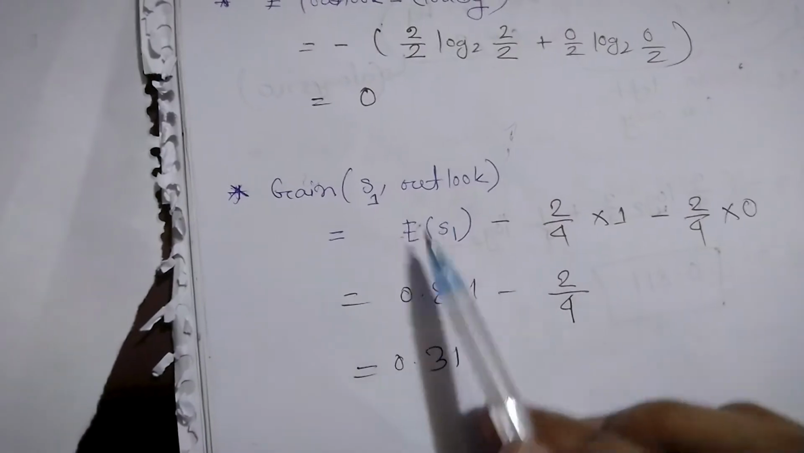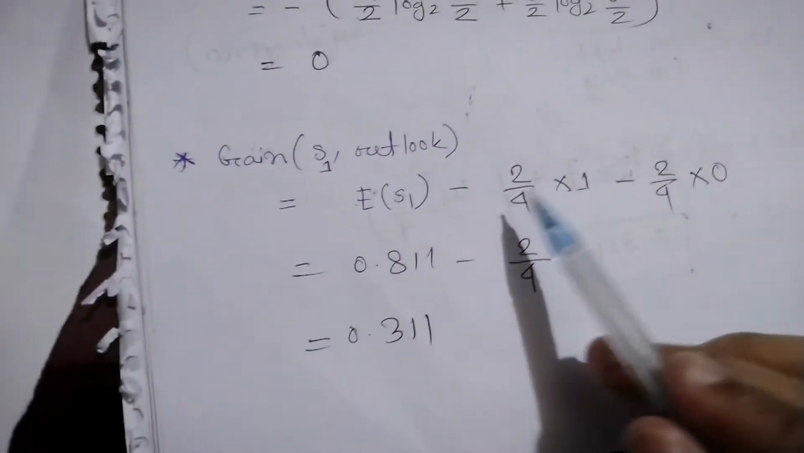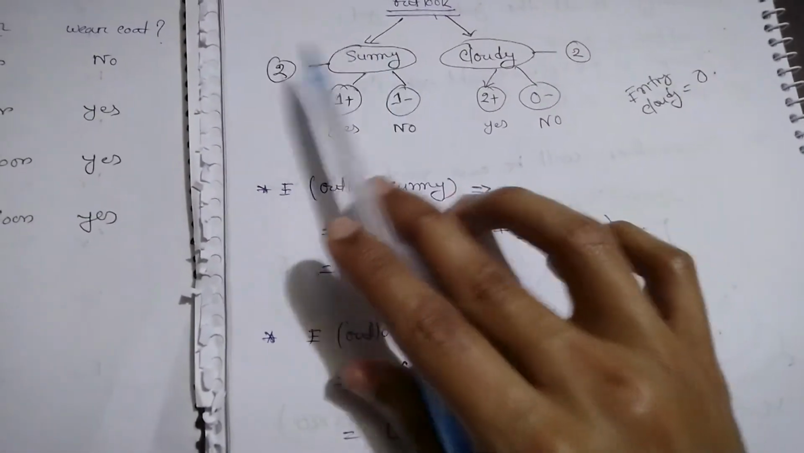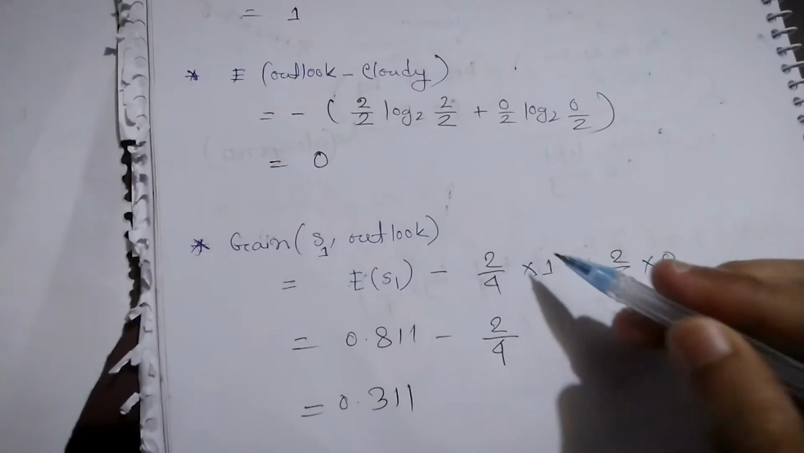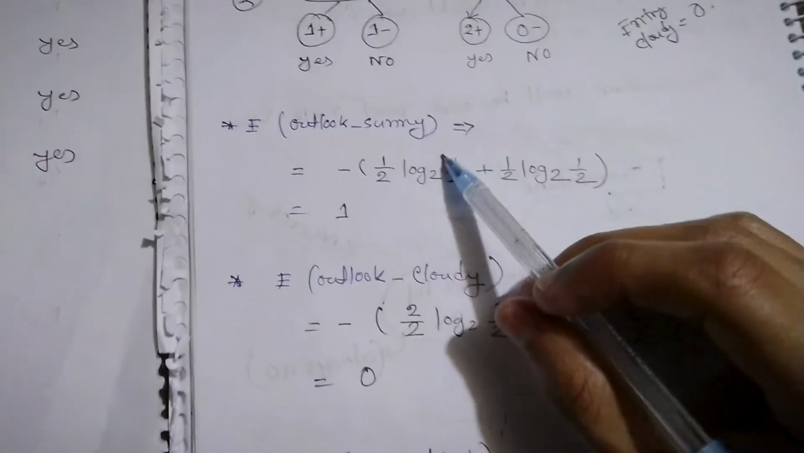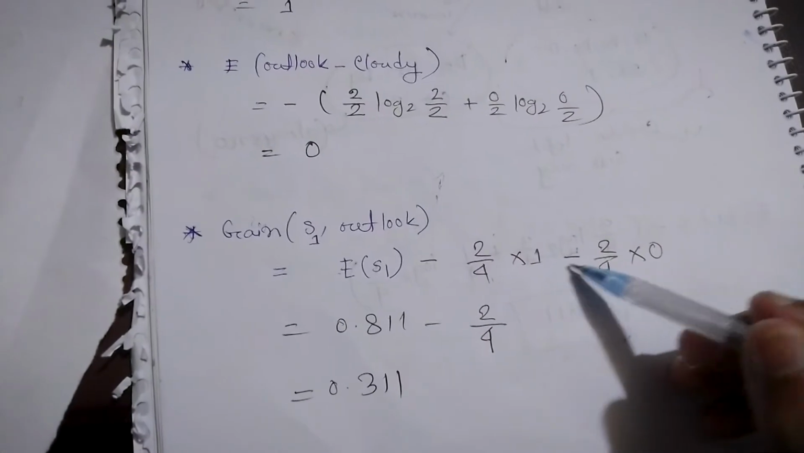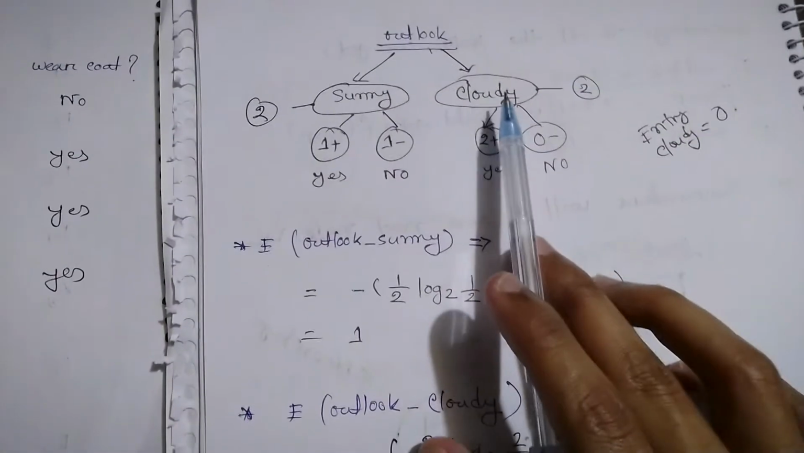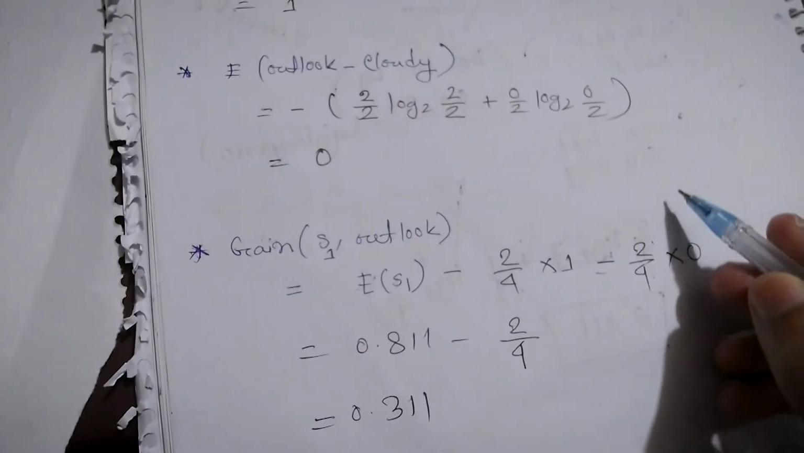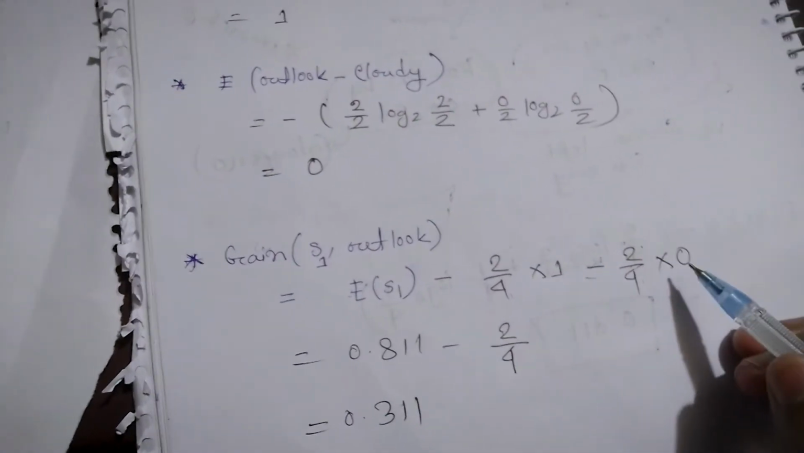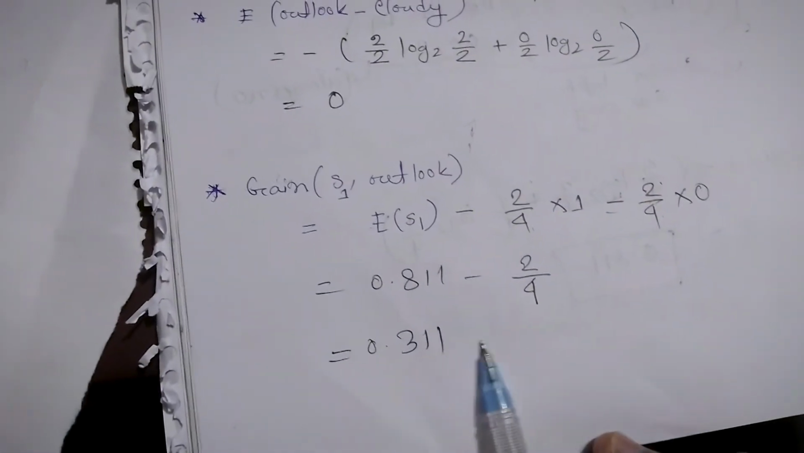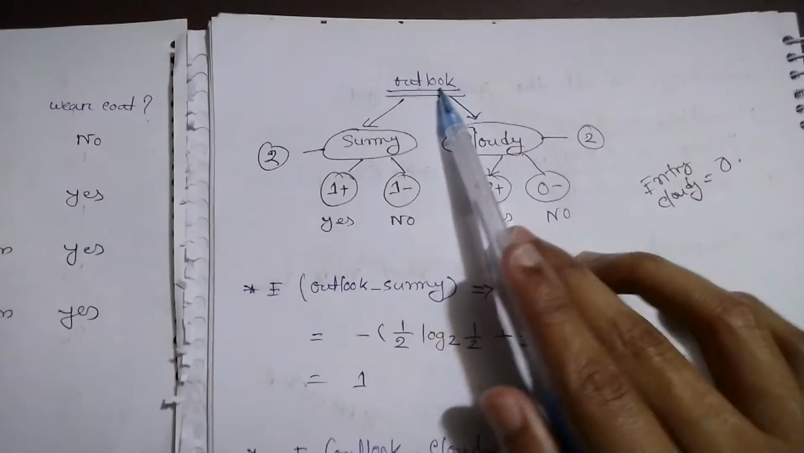The total entropy of the data set for this one is 0.811, minus 2 by 4 times its entropy for sunny, because there are 2 items for sunny out of a 4 item data set. And same, minus 2 by 4 for cloudy, which is the probability for cloudy, because 2 of them are cloudy out of 4 items, times its entropy for cloudy, which is 0. So the total output is 0.311. This is the final gain for the Outlook.